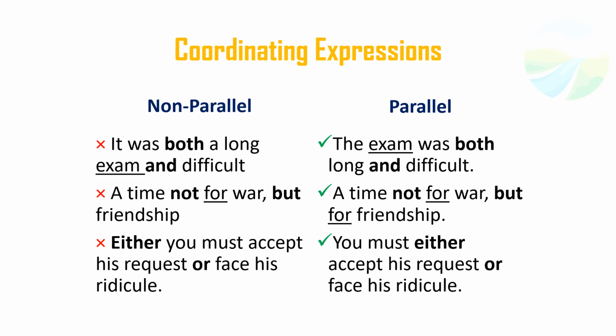In the second example, the word not is followed by the preposition for, while but is not followed by a preposition. It's followed by a noun. We can simply fix this expression by repeating the preposition after but. In the third example, either is followed by a clause, while or is followed by a phrase, verb plus object, making the sentence non-parallel. We can correct it by placing the subject and modal, you must, before the word either.